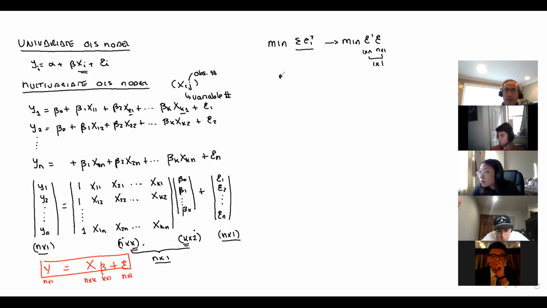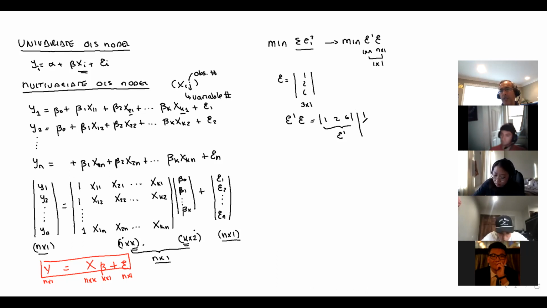Take a look, guys. So imagine that E, I just will do 1, 2, and 6, for example. This is my E. So this E is 3 rows times 1 column. Now what is E prime times E? E prime simply transforms this one into a 1 times 3: 1, 2, 6. This is E prime, E transpose. And then you multiply this by normal E. And then what do you obtain? The multiplication is this times this, 1 squared, plus 2 squared, plus 6 squared. Do you agree? So what is this? Exactly the sum of errors squared. Okay. So the condition now is going to be minimize E prime E.